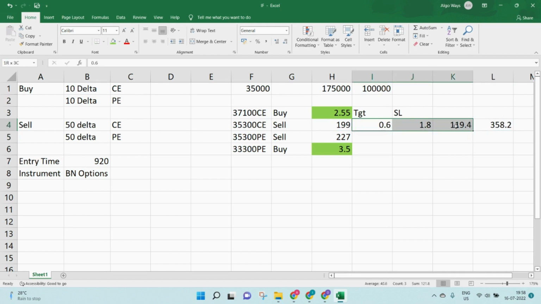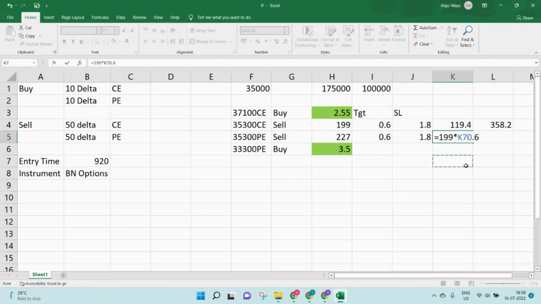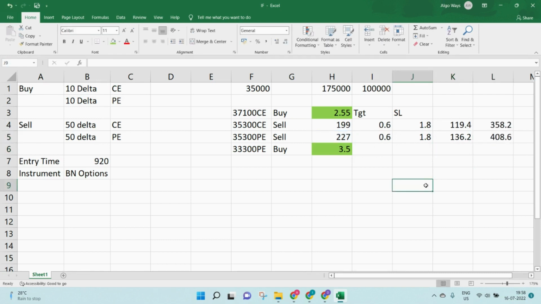Okay, let me just put this for put also. Same thing for put also. 0.6, 1.8. Plus 227 into 0.6. And this is right. So this will be our exit rates.